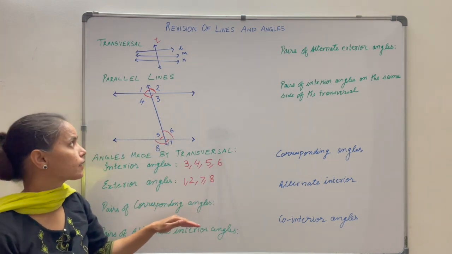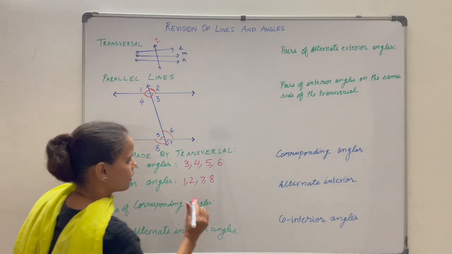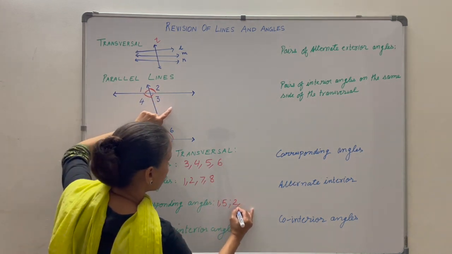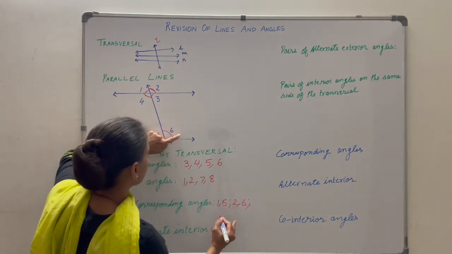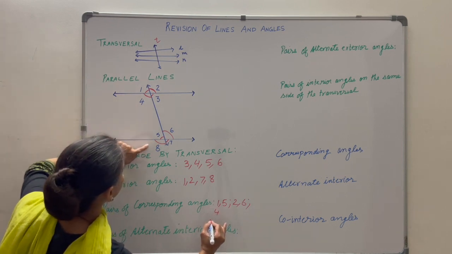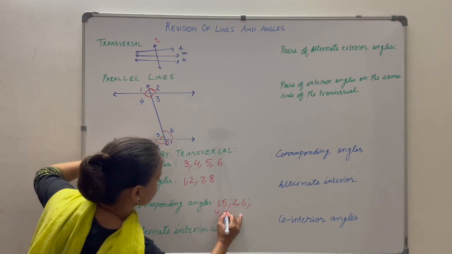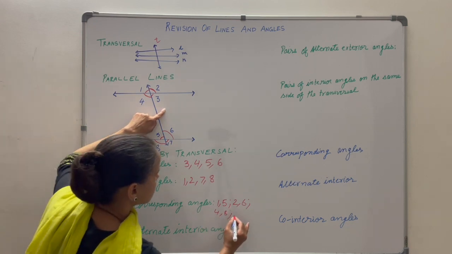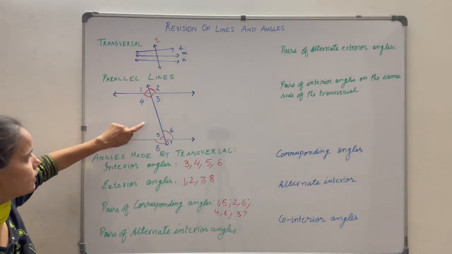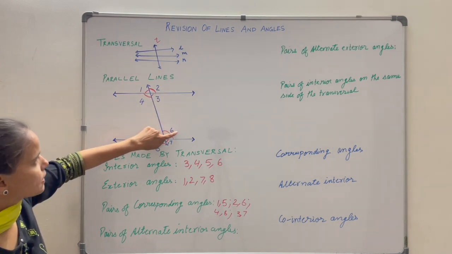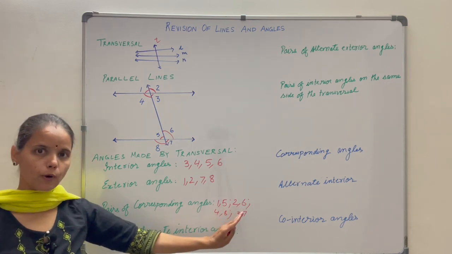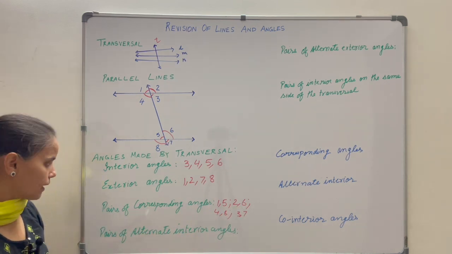Pairs of corresponding angles. So 1 and 5 is one pair of corresponding angles. 2 and 6 is another pair, 4 and 8 is another pair, and 3 and 7 is another pair. So 1 and 5, 2 and 6, 4 and 8, 3 and 7 are the pairs of corresponding angles. We have 4 pairs of corresponding angles.